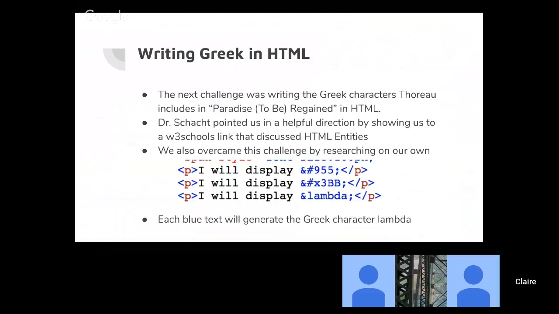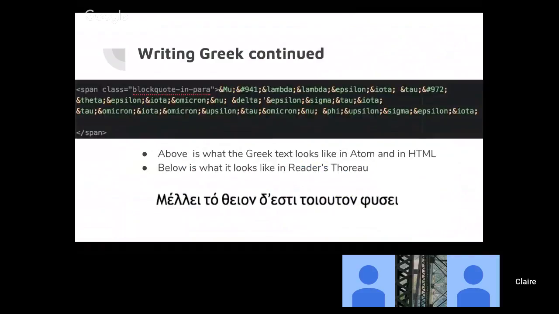So this is how it looks in Atom. So it's a block quote, and for certain ones you can just write ampersand mu, like the one that you want to write. But for some of them I had to use the number 941, a pound sign, to get one with an accent above it. Because as you can see, this one correlates with the epsilon that has an accent on top. So it ended up looking pretty good in the website, I think.